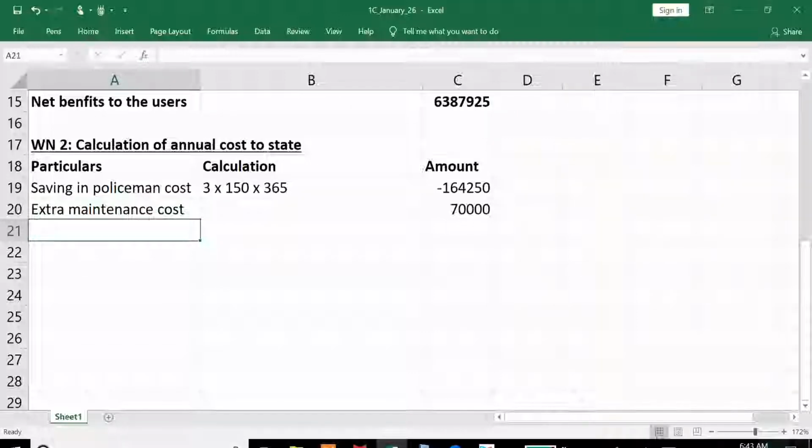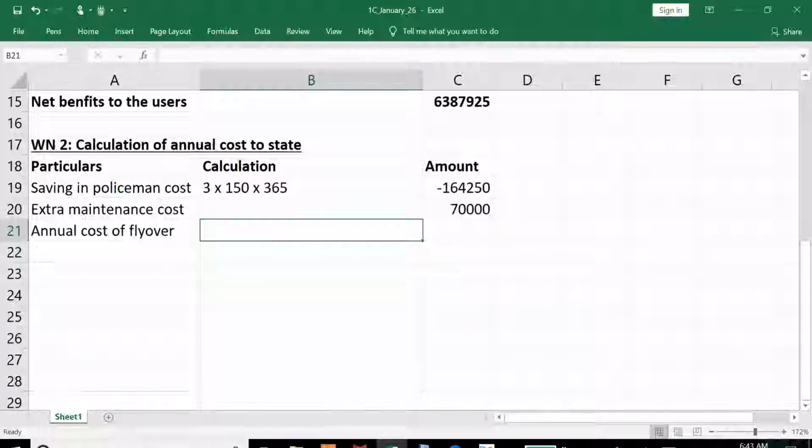Whenever we have to convert, listen, a new concept is going to come. Annual cost of flyover. If you want to know the annual cost of flyover, what is the cost of the flyover? 3 crores. You cannot say that I'll divide by 30 years and that that's the annual cost of flyover. No, not divide by 30 years. It has to be divided by the present value annuity factor for 30 years, and what is the rate of cost of capital given in the question?